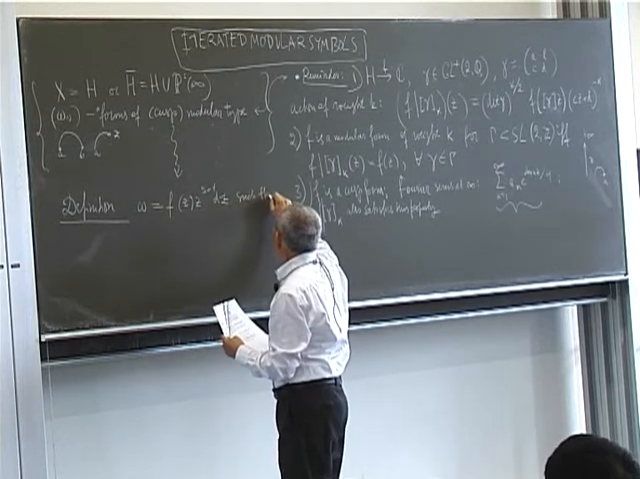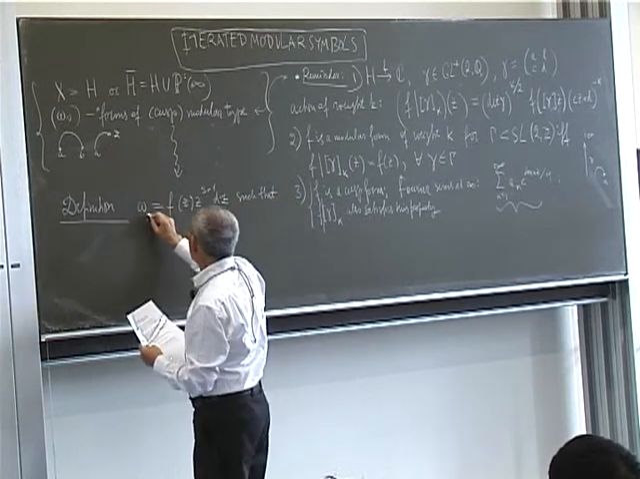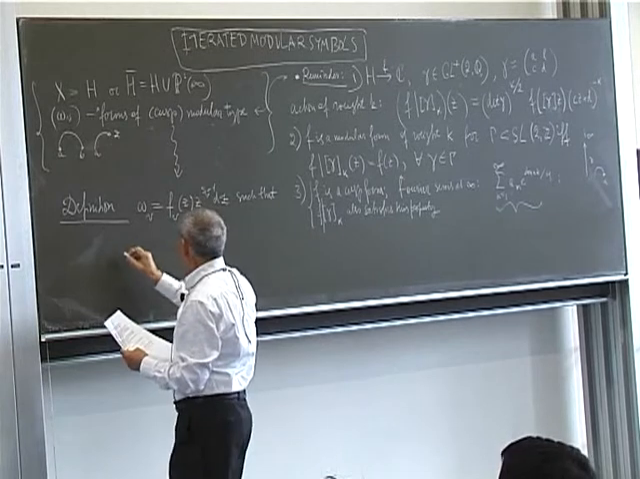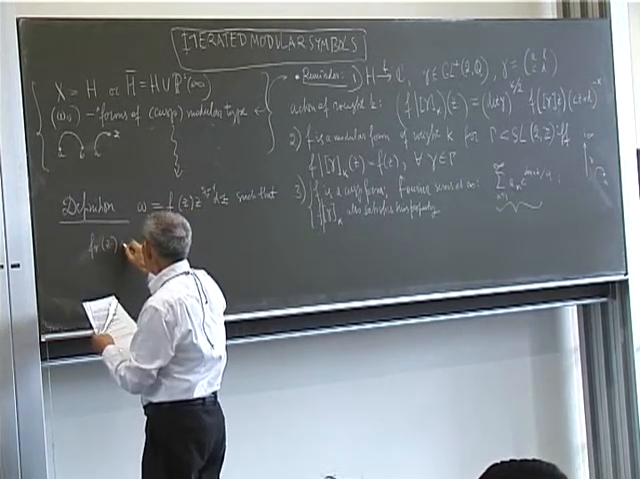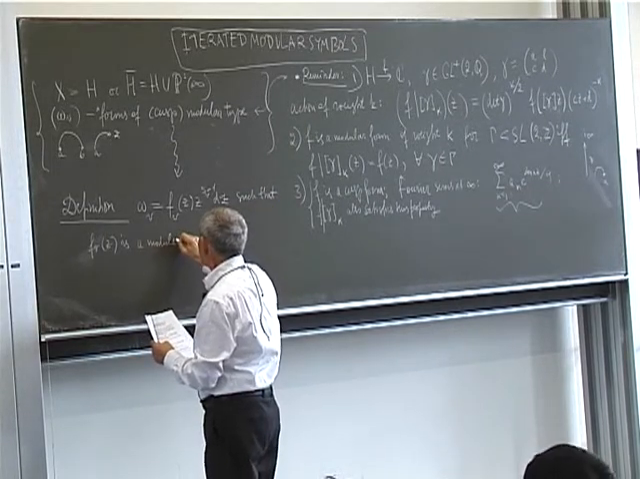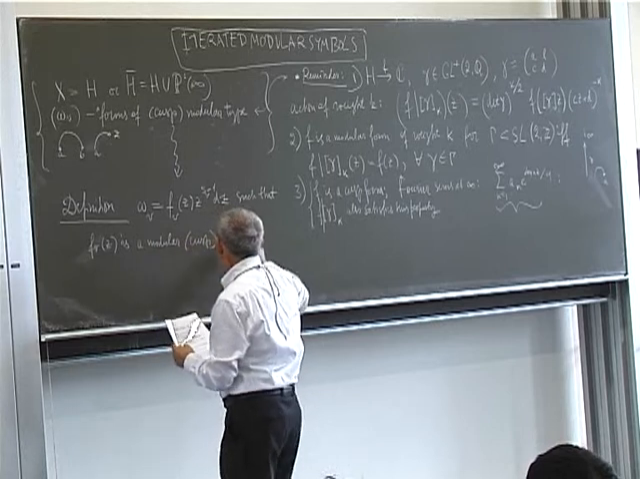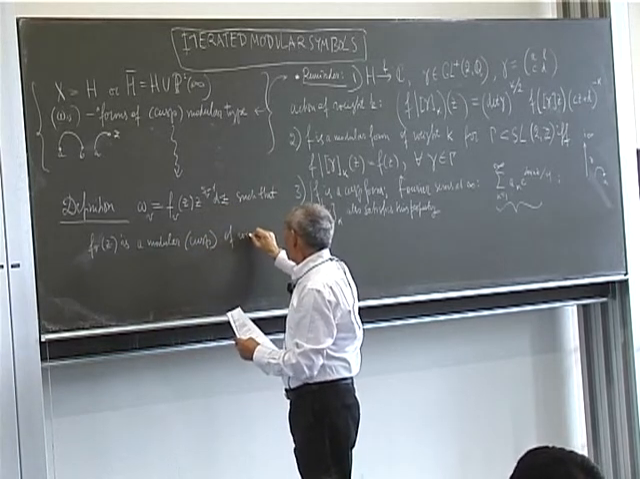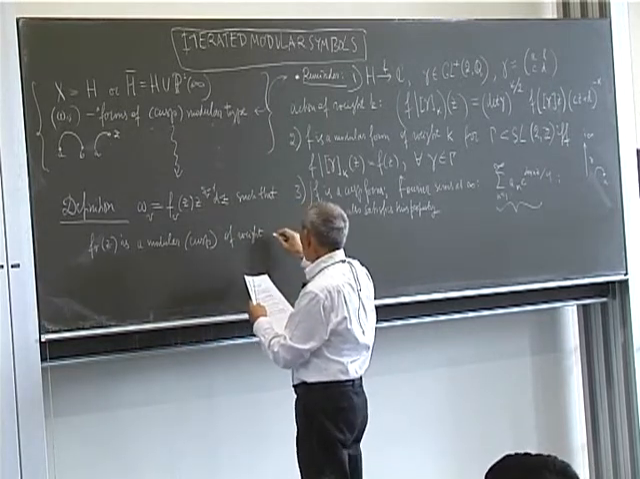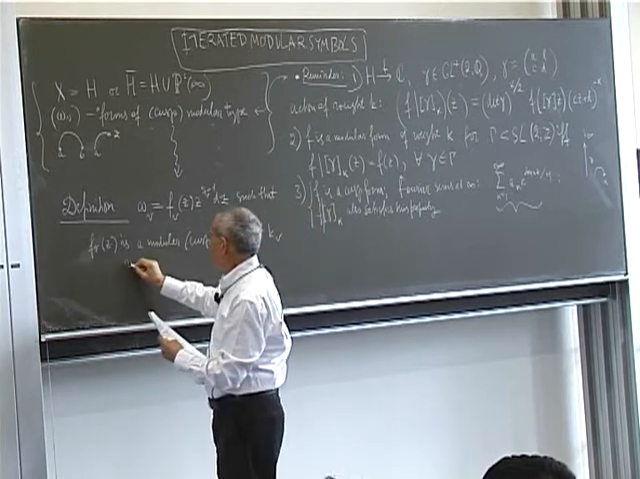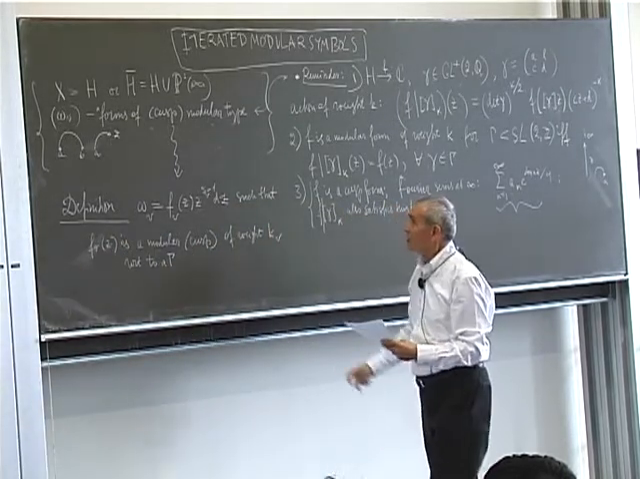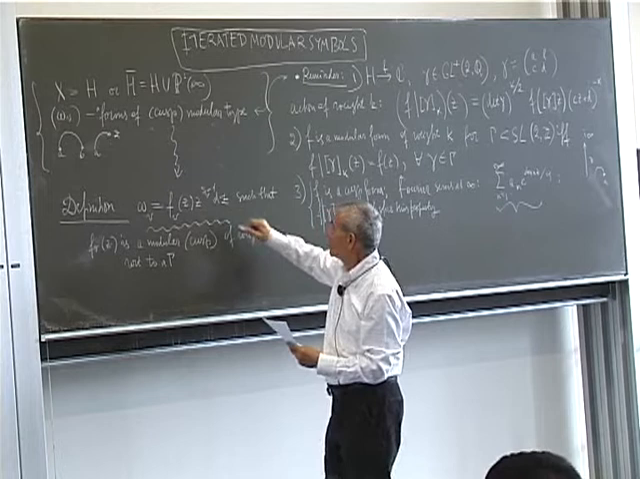Such that, if it's omega v, then I put v here and this v here, such that f_v(z) is a modular form, maybe cusp, of some weight k_v with respect to the gamma, which will be common for all f_v's. So this kind of forms I will be considering.